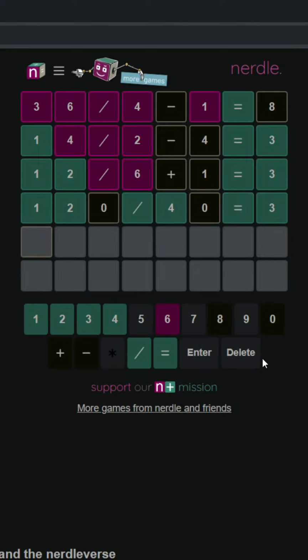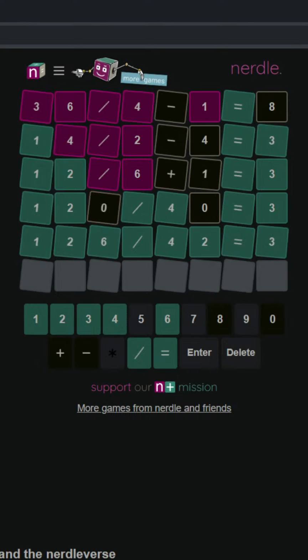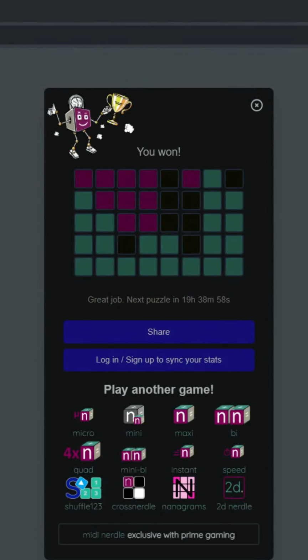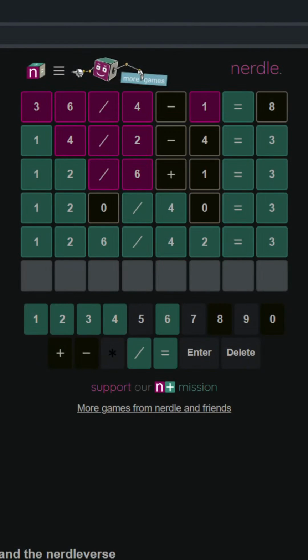What? Oh, right. It doesn't have to be 120. This could be like 126 divided by 42. Is equal to 3? Bada bing, bada boom. We have a correct answer.